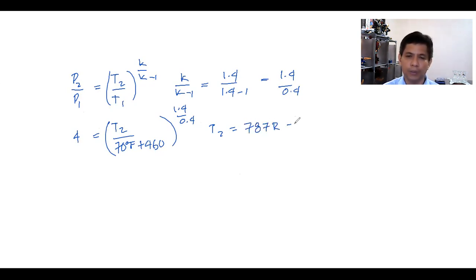So you can convert this to degrees Fahrenheit. This is approximately 327 degrees Fahrenheit. So you can solve WS at this point. WS is simply equal to delta H, and this is equal to Cp delta T. Just substitute.